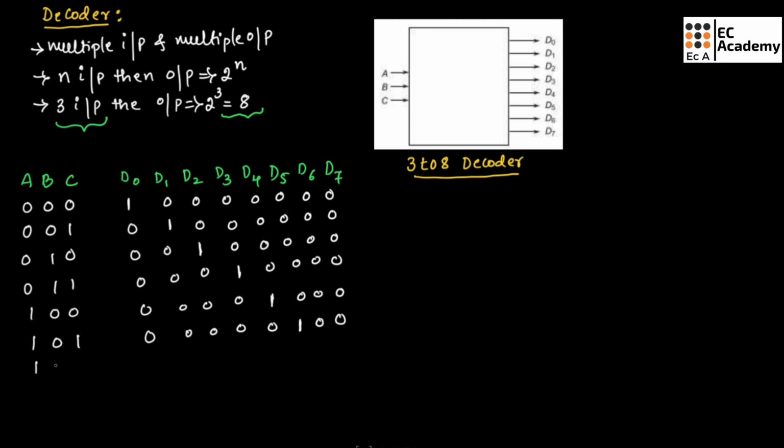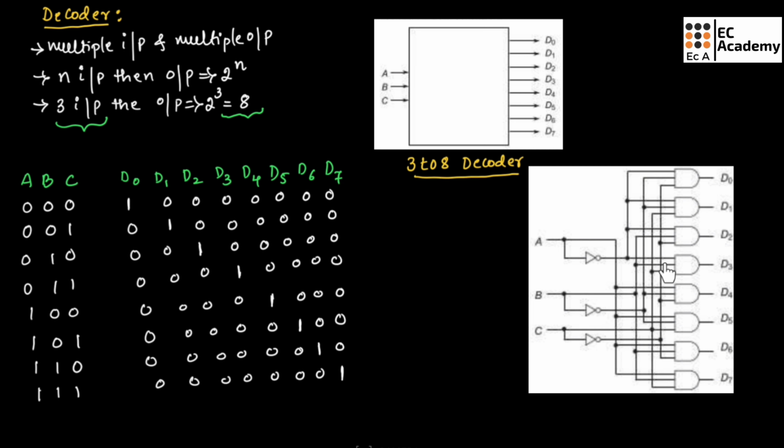When input is 1, 1, 0, output D6 will be 1, remaining output will be 0. When input is 1, 1, 1, output D7 will be 1, remaining output will be 0. So this is how the decoder will operate.